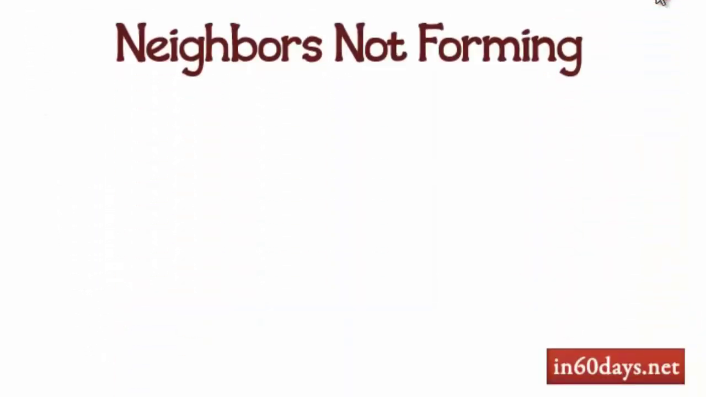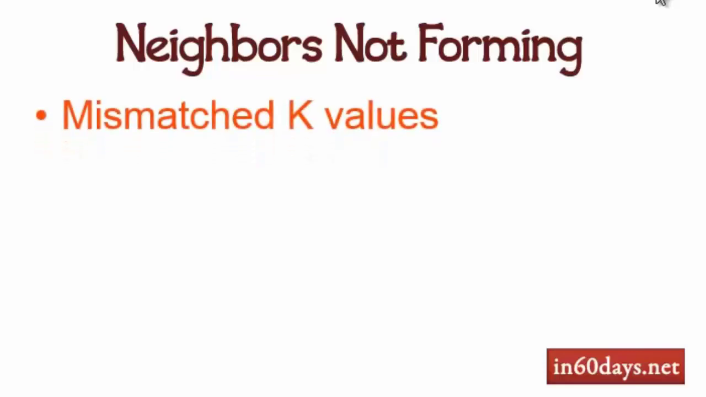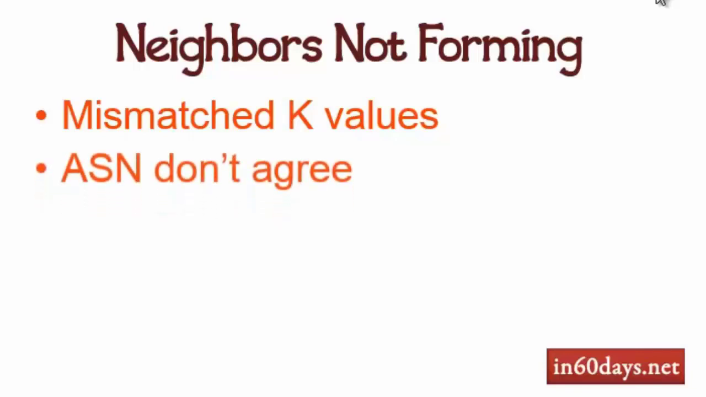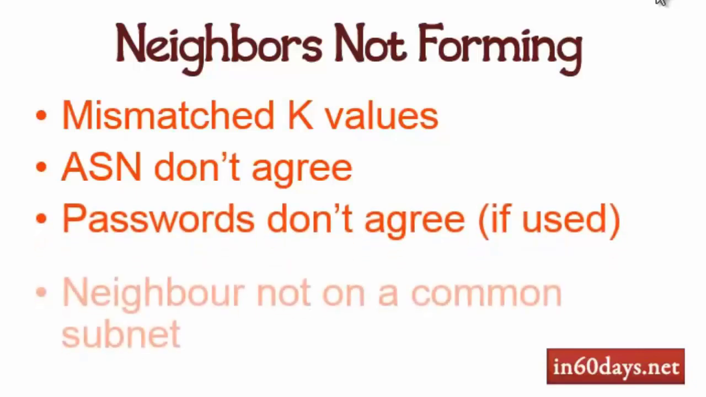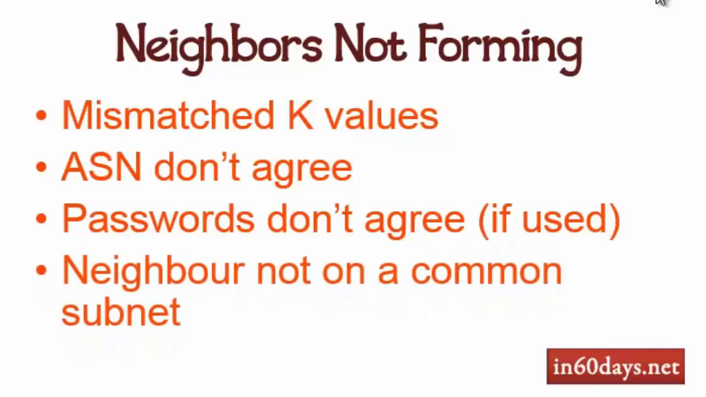If there's a problem with the EIGRP and neighbours aren't forming, it can be mismatched K values. They have to match on both sides in order for a neighbourship to form. It wouldn't make sense that one side of your link was one speed and the other was another speed on point to point. The ASN numbers don't agree is a classic way they catch you out. If passwords are used, they have to agree. Neighbours must be on a common subnet also, and that would be a configuration issue.